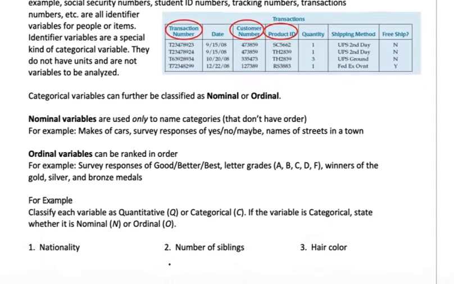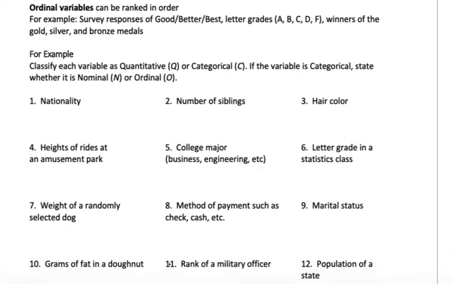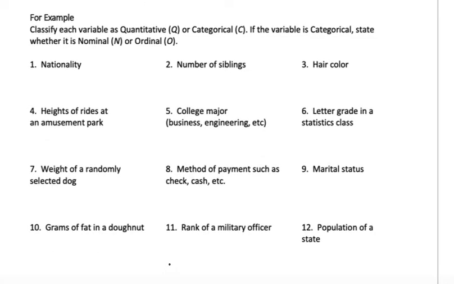Categorical variables, we can classify them further as nominal or ordinal. So nominal means it names a category, and ordinal means that the categories can be ranked in order. So there's an inherent order in the situation. So we're going to classify these as quantitative or categorical and then state whether they are nominal or ordinal. So we'll start with nationality. That would be things like French, British, Italian. Those are categories, and there's no inherent order there. None are better than the other, so that would be nominal.